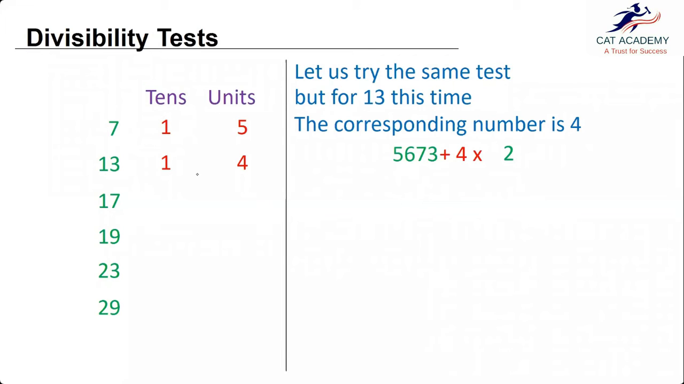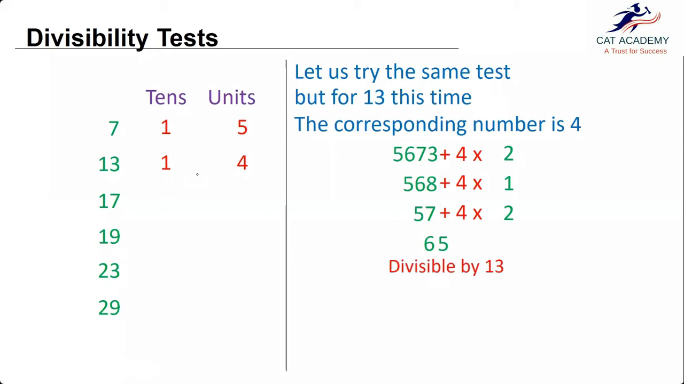Suryank, hold on. I'll tell you. So I get 5681, do the repeat process. I get 572, repeat. I get 57 plus 8, that's 65. And this is divisible. So I would say that the entire number 56732 is divisible by 13. Okay? Understood this? The logic part, have you understood?